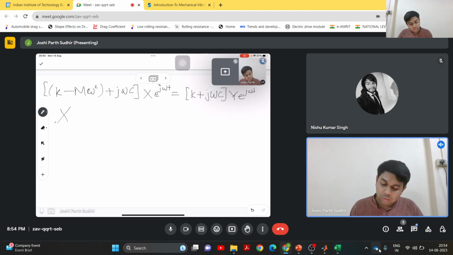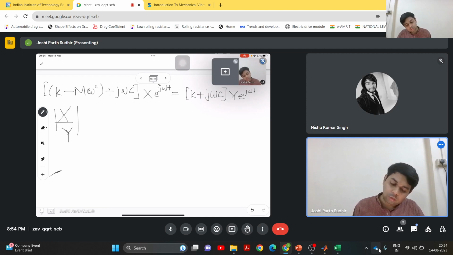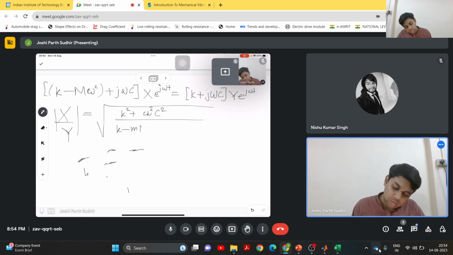So if we take the ratio of x by y and take the modulus of the complex number, we will get the ratio of the amplitudes, which will be the square root of k square plus omega square c square upon k minus m omega square whole square plus omega square c square.